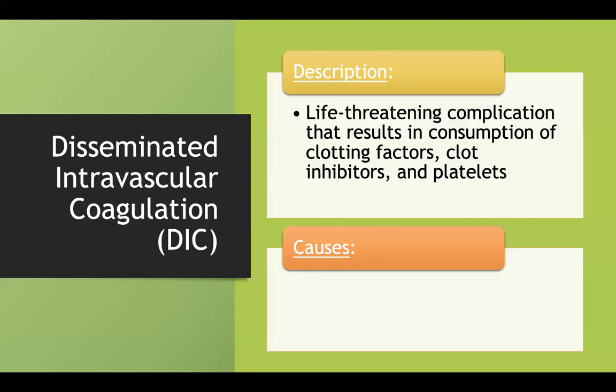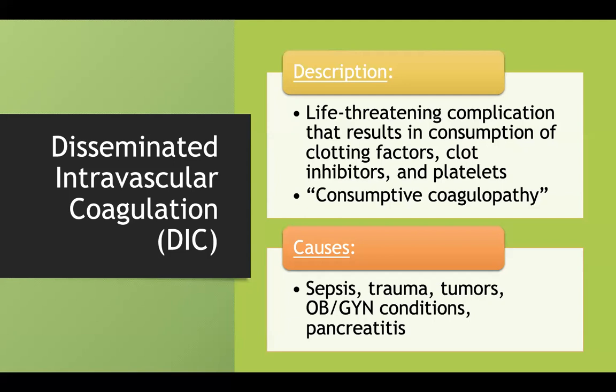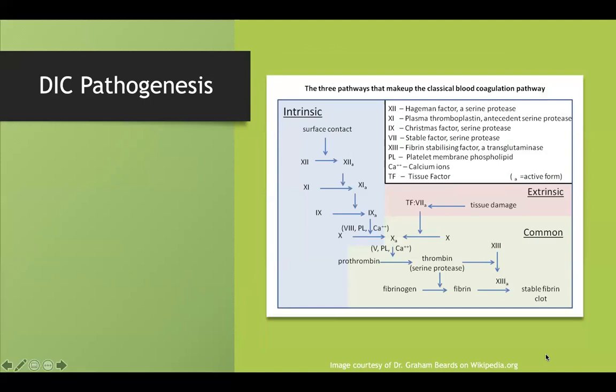So in DIC, what's exactly happening? We just talked about how there's consumption of clotting factors, inhibitors, and platelets, which is why it gets its name of a consumptive coagulopathy. It can be caused by several different conditions, most of which are very life-threatening. And in this case, we're talking about pancreatitis. So let's go over the clotting cascade, which we all know and love, and talk about DIC's pathogenesis.